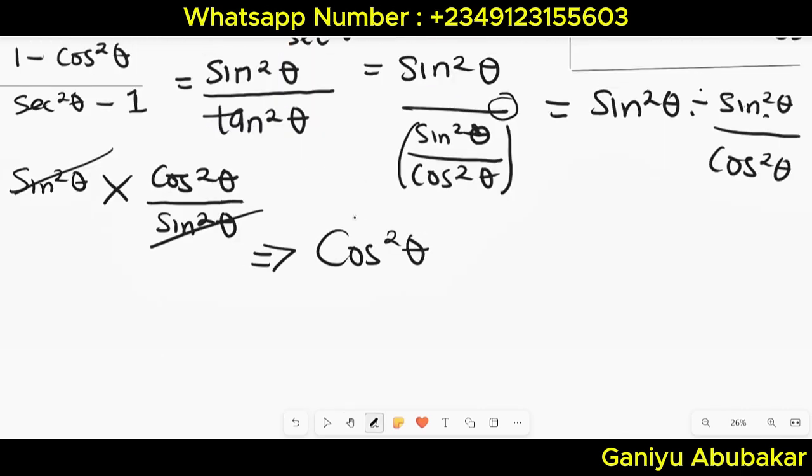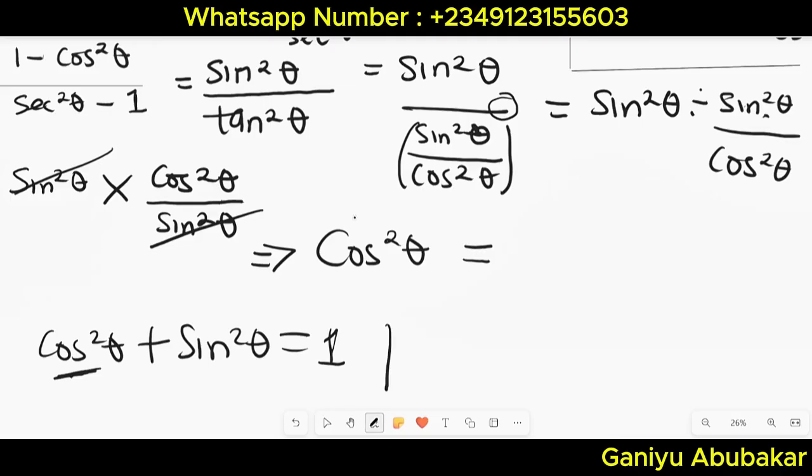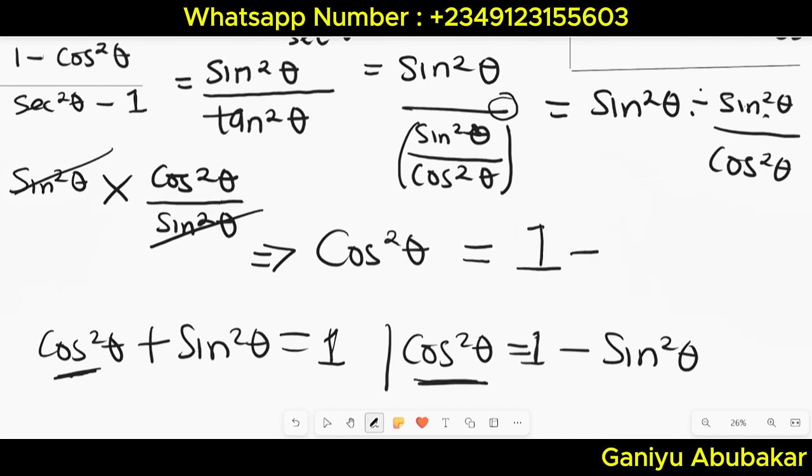I'm having cos squared theta left. This can be equal to... you know that I gave you the identity that says cos squared theta plus sine squared theta equals 1. If I try to make this one the subject, it means that I can say cos squared theta can be equal to what? This one, 1 minus what? Sine squared theta. So if I'm having this one here, the answer can become 1 minus sine squared theta.